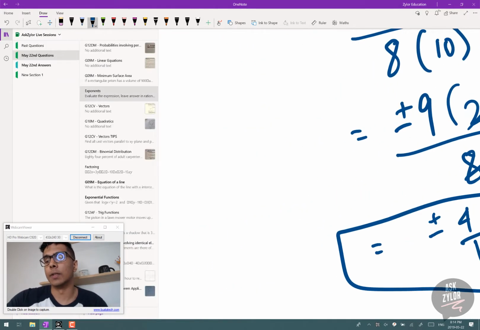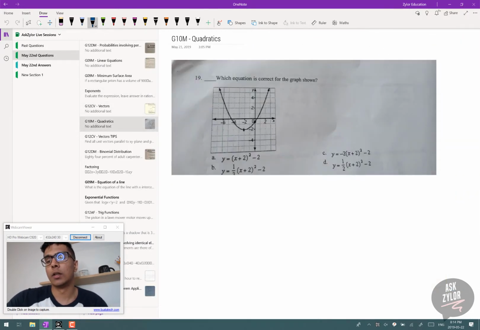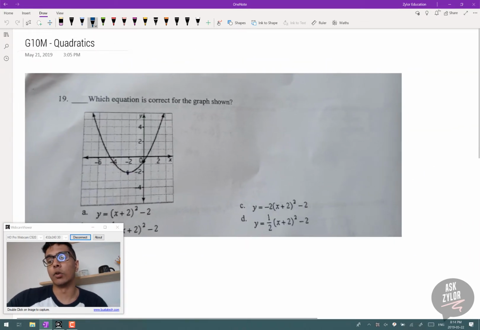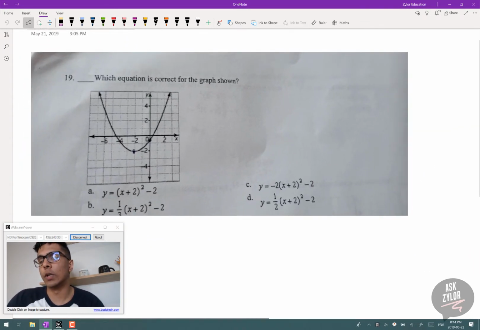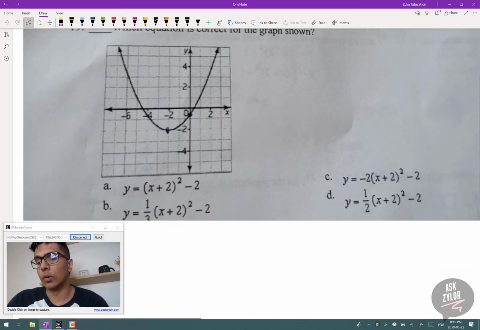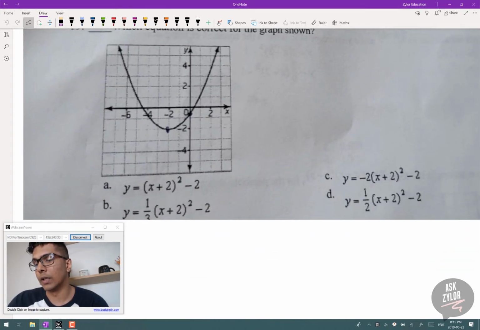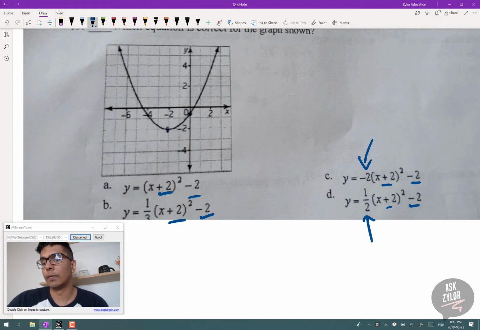Okay, so I'm going to jump to the next question, which is a grade 10 quadratics question. So it's asking us which equation is correct for the graph shown. So we're given a couple of equations. It seems like they're all in vertex form. Right? And it seems like looking at the vertex, they all have the same vertex, but the only differing factor is the a values. Right?